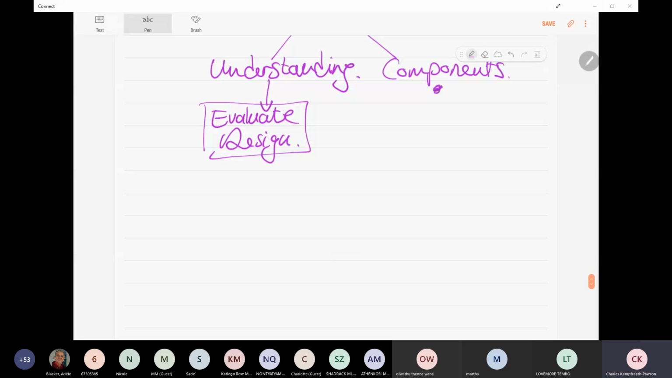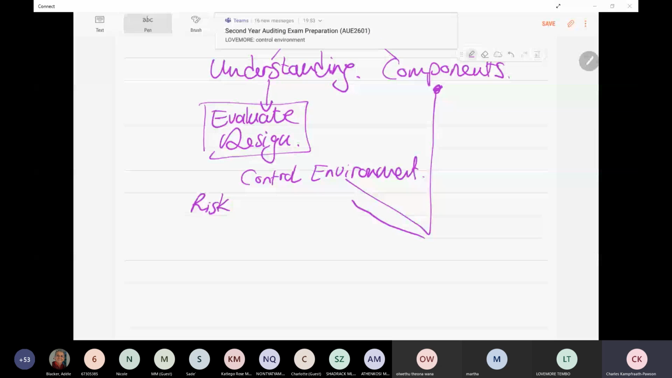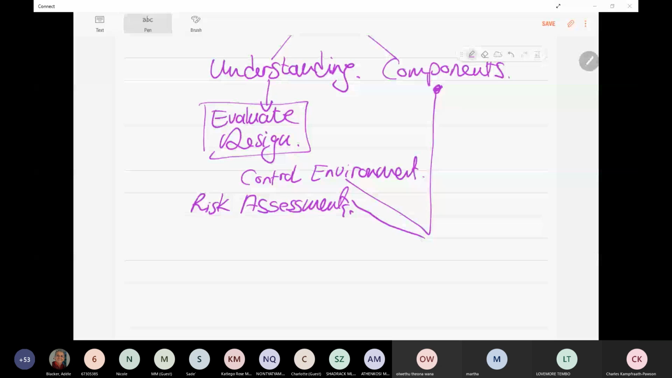So the components firstly talk about the basic control environment. We want to know, what did management do to gain an understanding of the risk associated with the business by doing a risk assessment. We want to look at the information system.